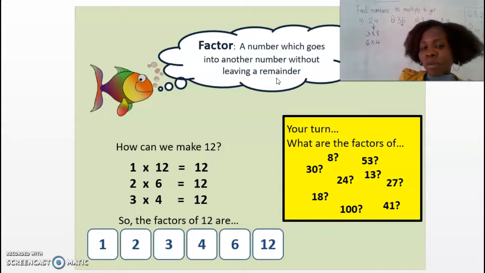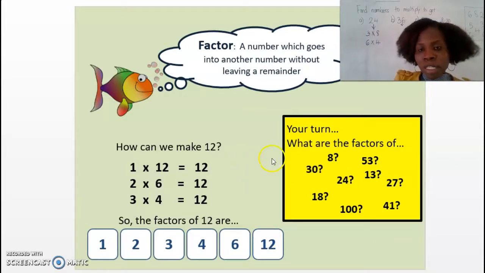So my question is, how can we make 12? We can make 12 by 1 times 12, 2 times 6, 3 times 4. All these will give us 12. So we'll say the factors of 12 are 1, 2, 3, 4, 6, and 12 itself. The numbers that you multiply to get a number are what you call the factors.